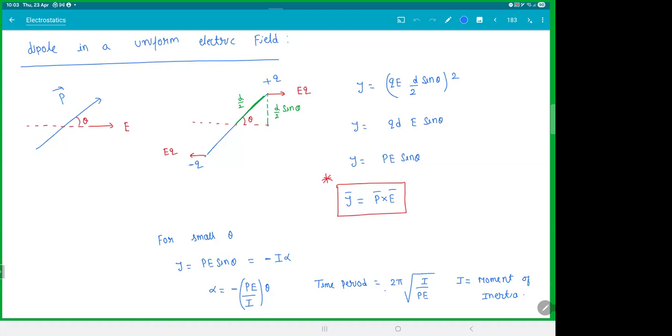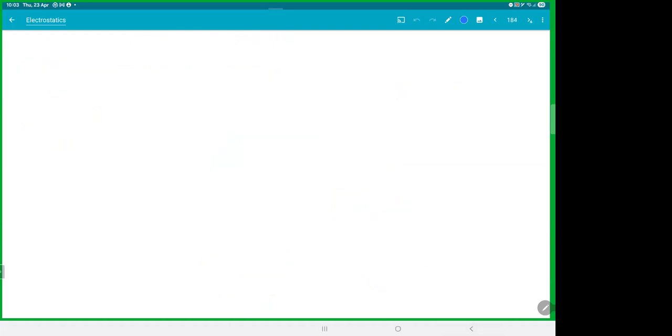It will try to align in the direction of the electric field. All clear with this? Now if you're rotating a dipole, that means you can also have energy.